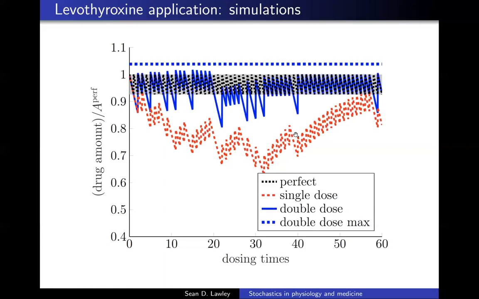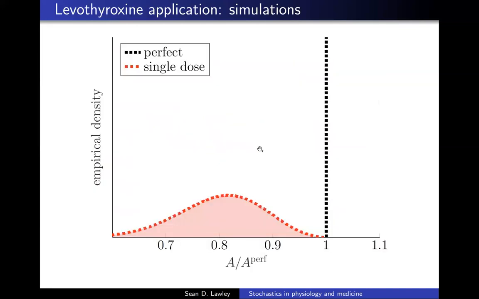And then here the solid blue is the same patient. They're missing doses at the exact same times, but they're following the double dose protocol. The point of this slide is you can see the blue curve for the double dose patient, their time course much more closely approximates the perfect patient. And the dashed line up here, this is the maximum possible that they could ever have with this double dose protocol. So this is meant to be a proof by simulation, to give you a sense for why you should believe this. One more thing is that you can look at a histogram.